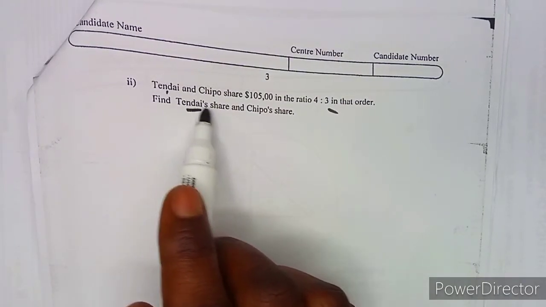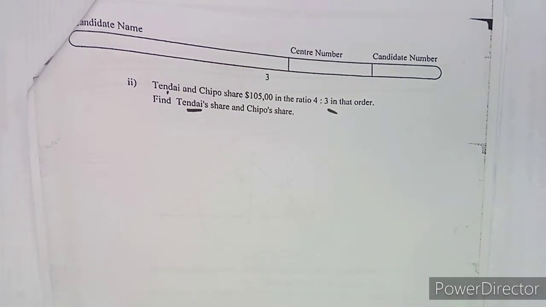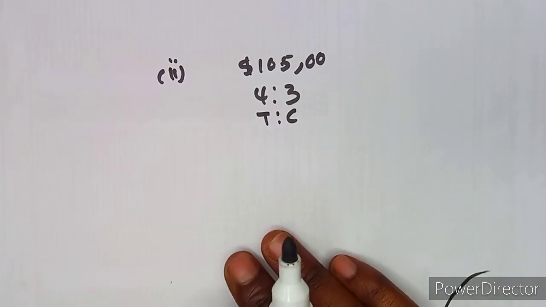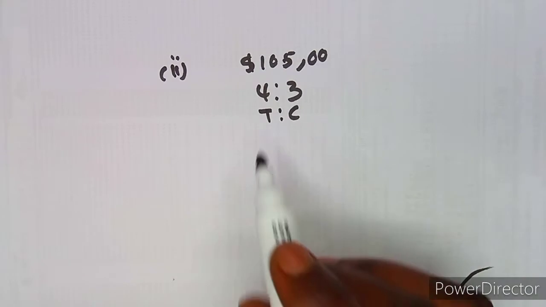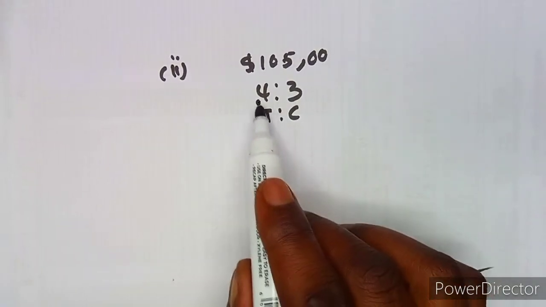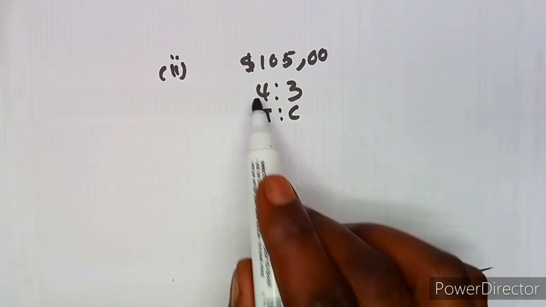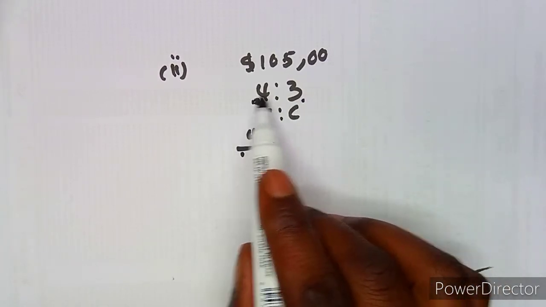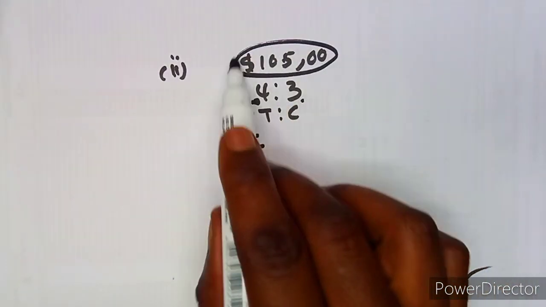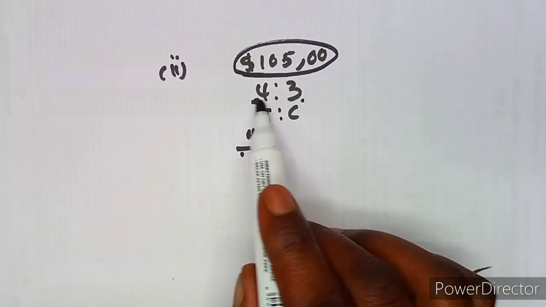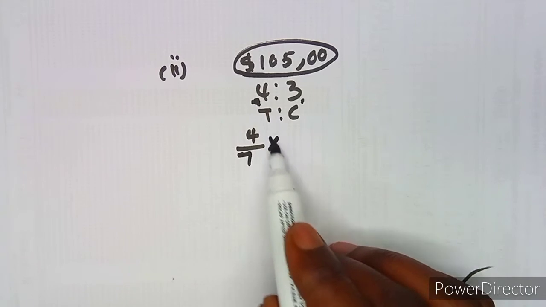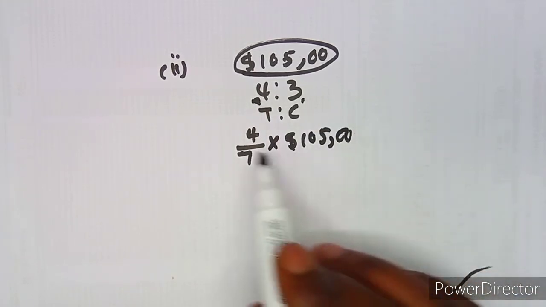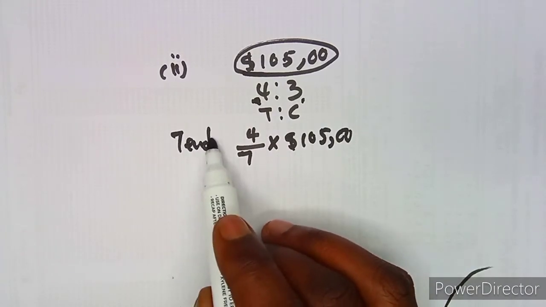Find Tendai's share and Chipo's share, which means we want to find the shares according to the ratio that is used. What are their corresponding amounts? So Tendai, according to the ratio, is 4. So we're going to have 4 over the total of the ratios, which is 4 plus 3, which is 7, times the total amount, which is $105. Okay, so this is for Tendai.